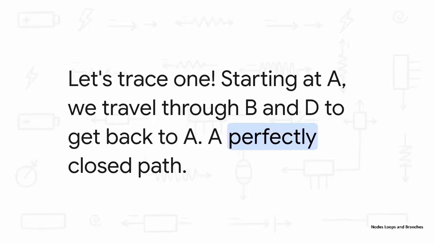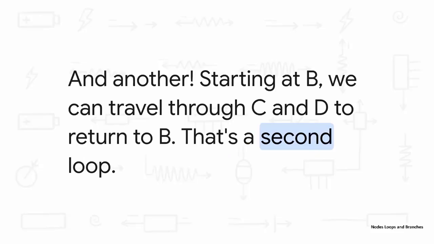Okay, let's try one right now. Let's start at node A, we can go over to B, then travel down to D, and then come right back up to A where we started. Boom, that's a perfect loop, a complete closed path. And hey, there's another one right next to it. We could start at B, go across to C, then down to D, and right back up to B. There you go, that's our second loop.